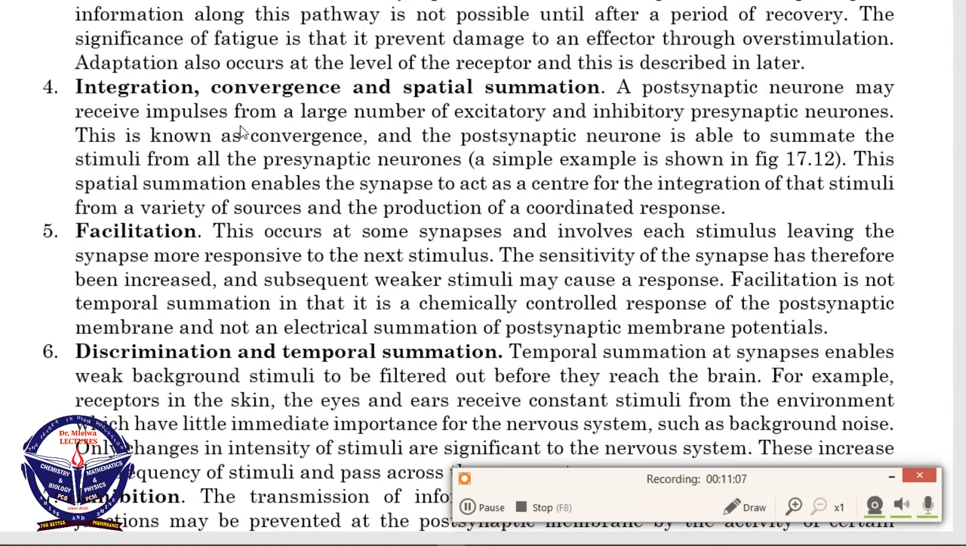So actually the neurons don't combine, but what I mean is that three neurons release neurotransmitter to one postsynaptic neuron, or to a single postsynaptic membrane. And that is what you call spatial summation, as we discussed earlier. So a postsynaptic neuron may receive impulses from a large number of excitatory or inhibitory presynaptic neurons.